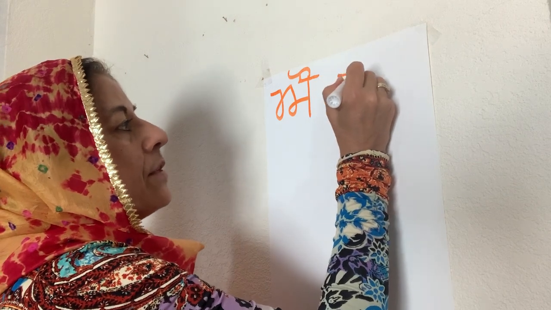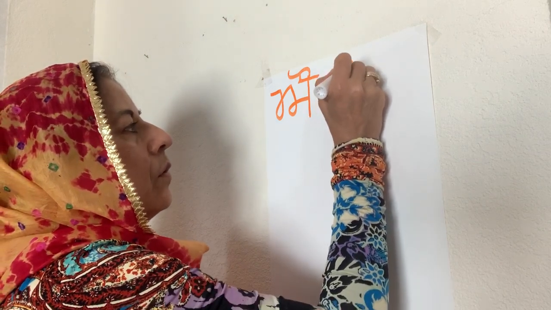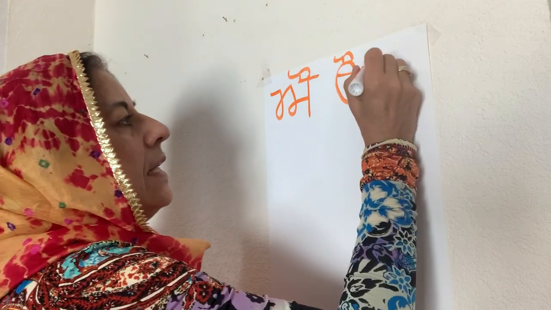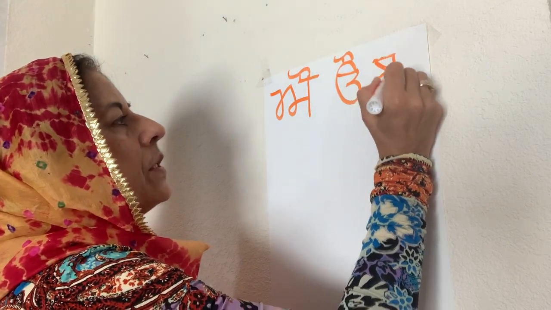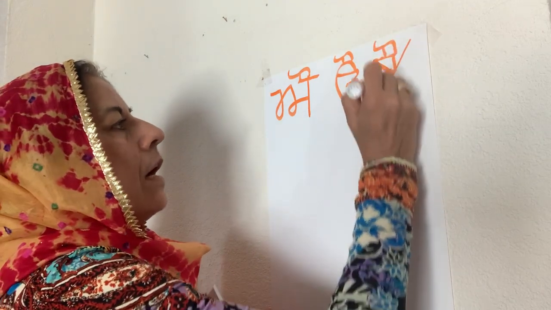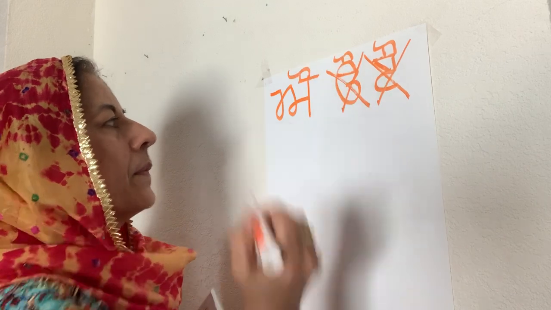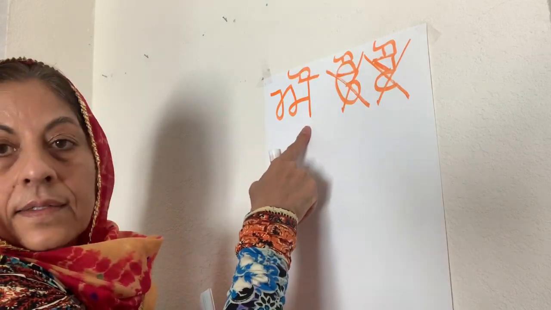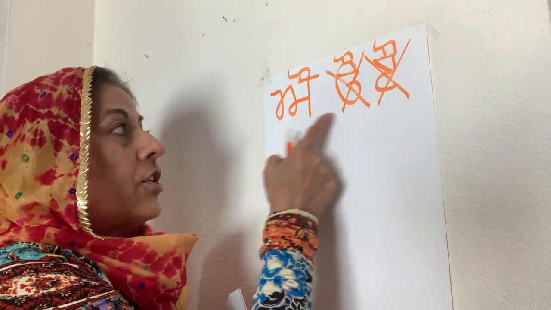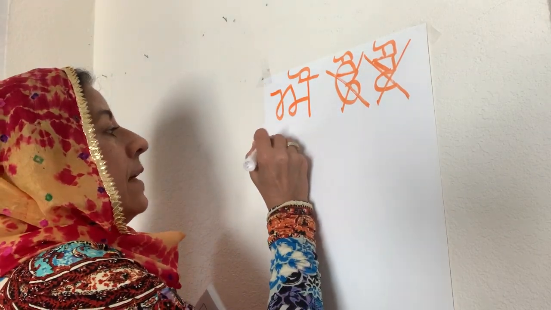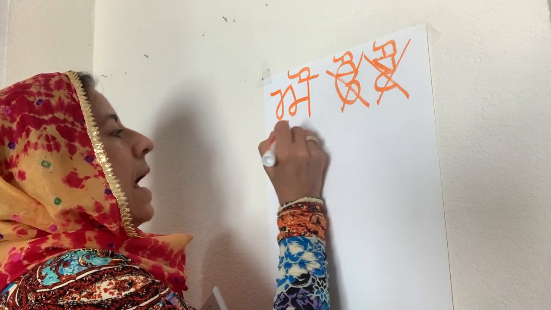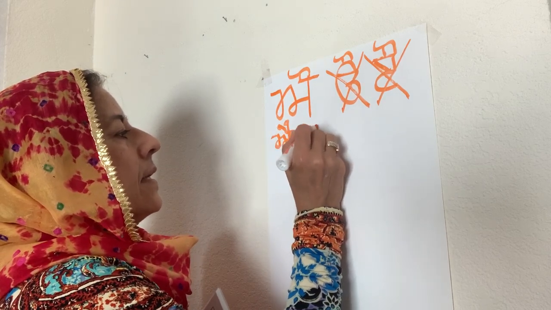Now, two letters do not take Kanauda. Ura, you cannot put Kanauda on Ura. And Iri, you cannot put Kanauda on Iri. That's just not done. Okay, only Aira takes Kanauda out of the three letters. Remember, the three letters each take three matras. So Aira takes Kanauda, Aira takes A, and Aira takes A.